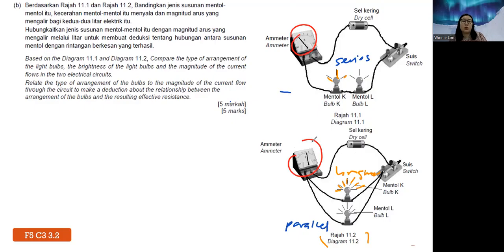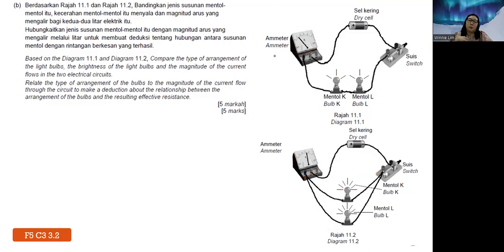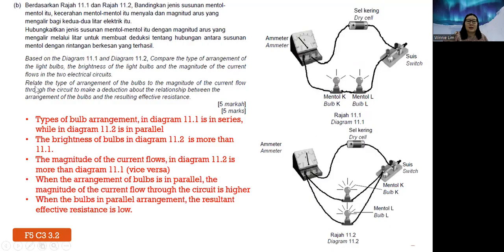Then lastly, they want you to relate the type of arrangement of bulbs to the magnitude of the current flow through the circuit to make a deduction about the relationship between the arrangement of bulbs and the resulting effective resistance. So of course, when the bulbs are arranged in parallel, the effective resistance is lower. If it is lower, that means there will be more current, okay? So inversely proportional idea, okay?